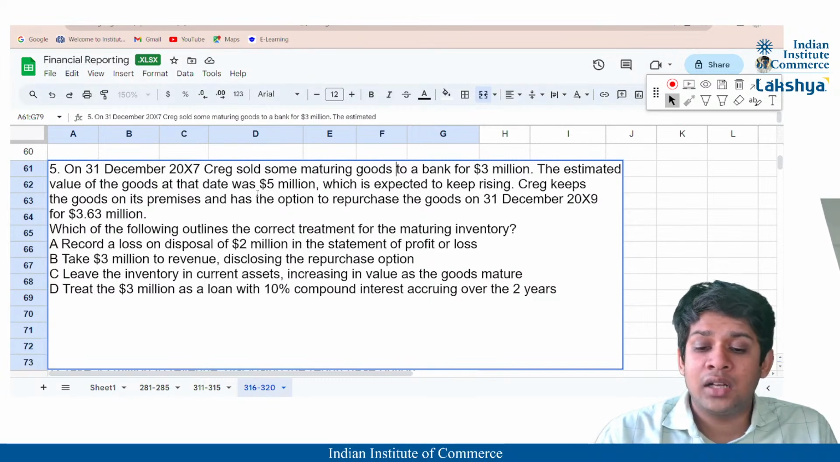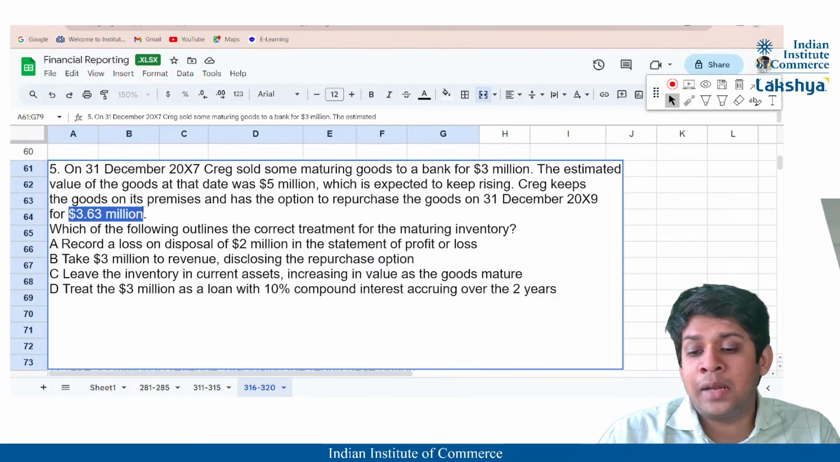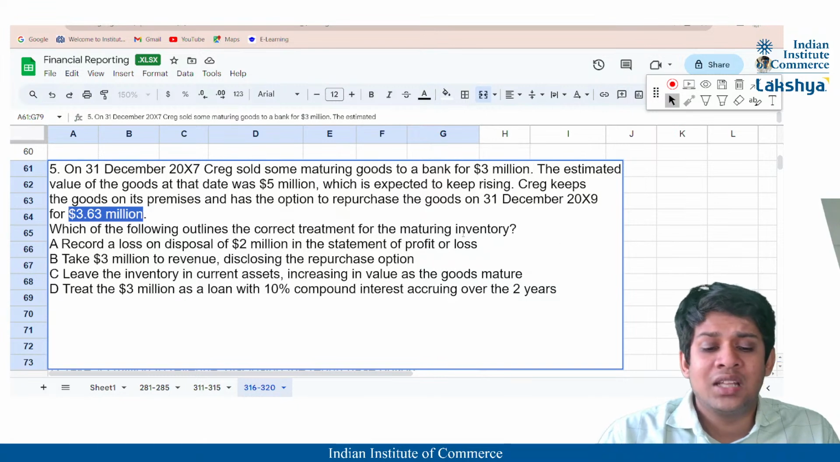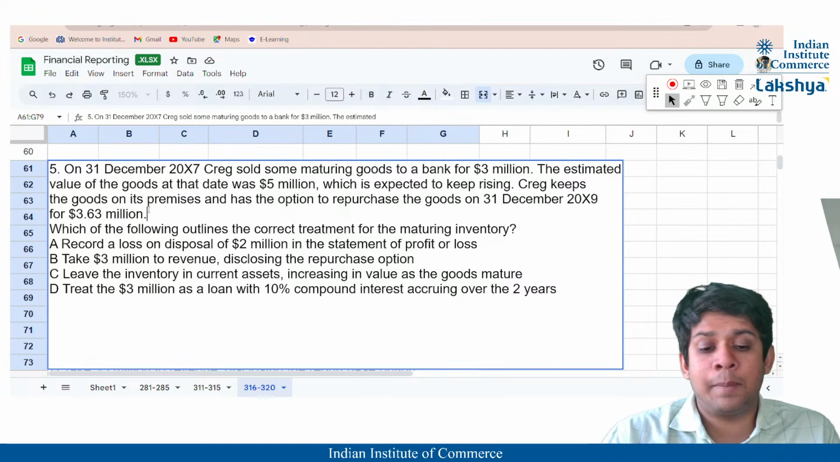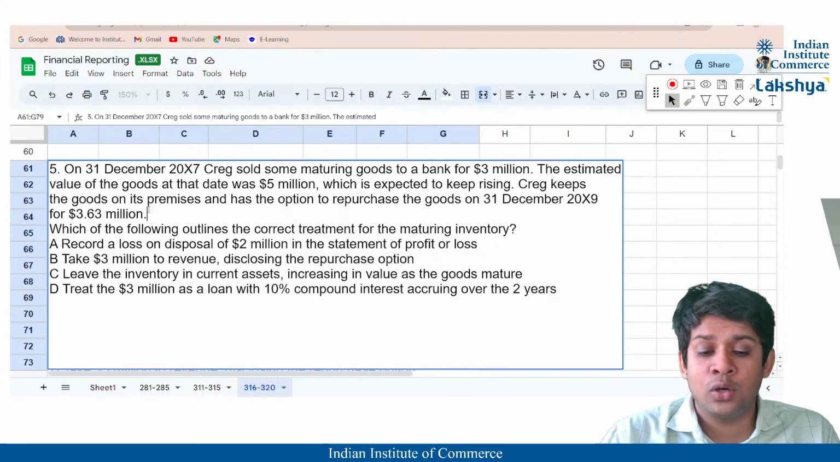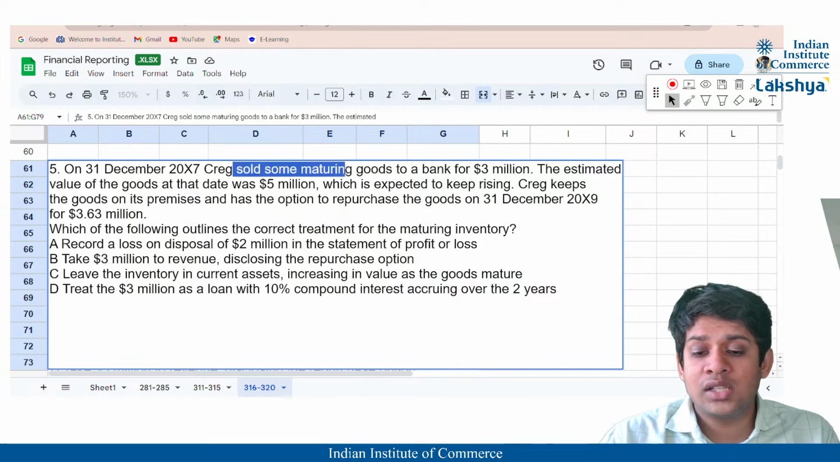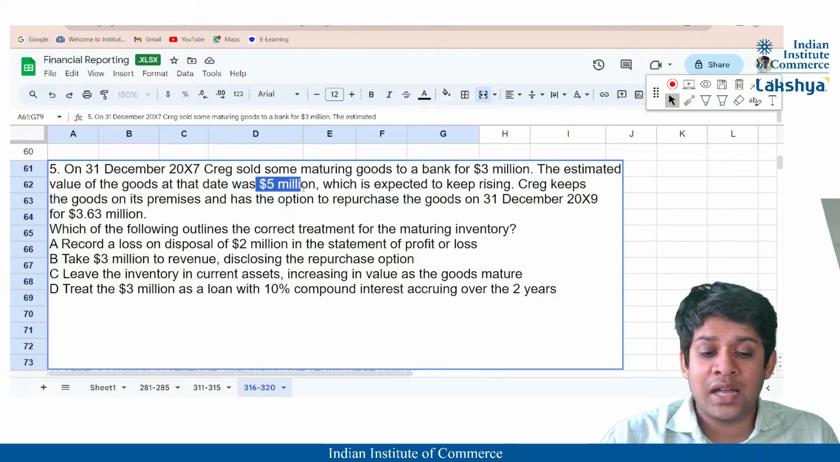Now, the only thing is that if its current fair value is 5 million, on a later date he can purchase it at 3.63 million. That means probably it is not on fair value terms. And obviously, if he has an option to repurchase it, then it is technically a repurchase agreement, right? So when there is a repurchase agreement, what do we do? Whatever amount we've received on the sale, he sold some maturing inventory at $3 million, but its fair value at that date, the estimated value of the goods, was 5 million. That means it is not on fair value terms.